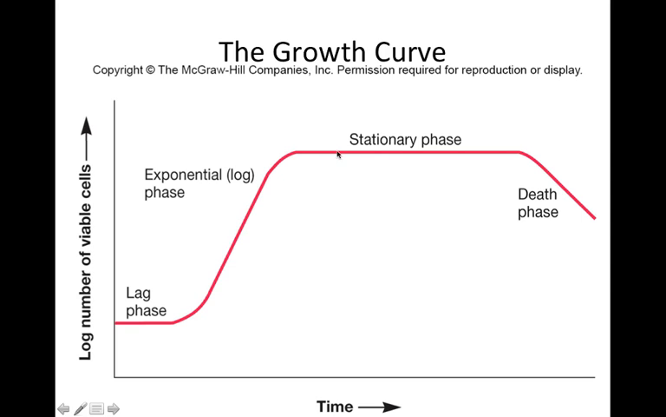Then they reach kind of a plateau. So this is the stationary phase, where the number of bacteria that are dividing are equal to the number of the bacteria that are dying. So you don't see any growth and you don't see any death yet. And then there comes a point when you see a decrease in the number of cells, because the number of cells that are dying are greater than the number of cells that are dividing. So you should know these terms and what's happening with the bacteria under each of these terms.